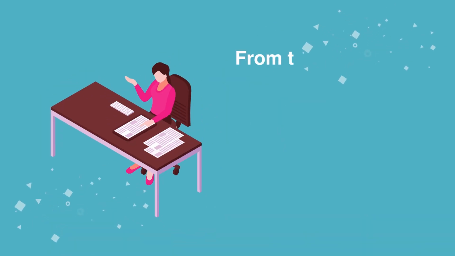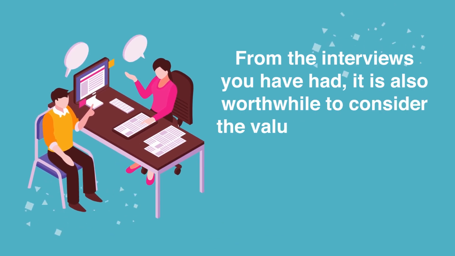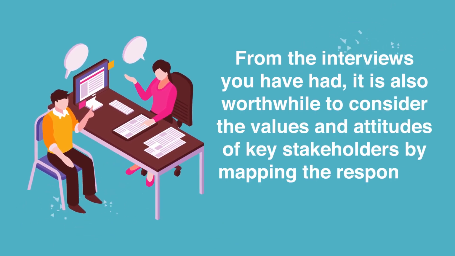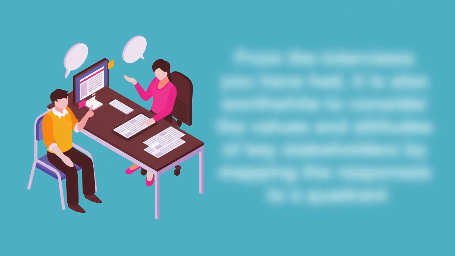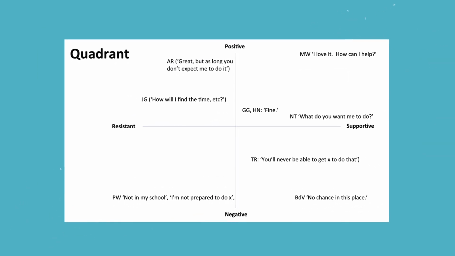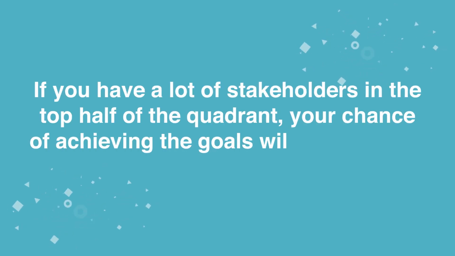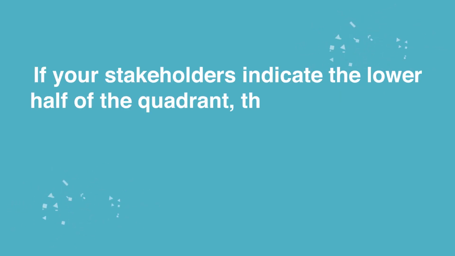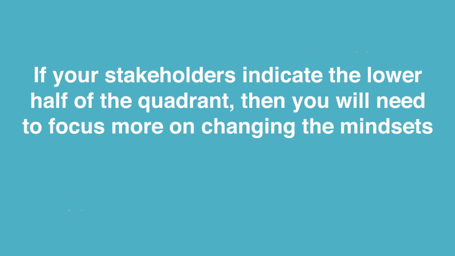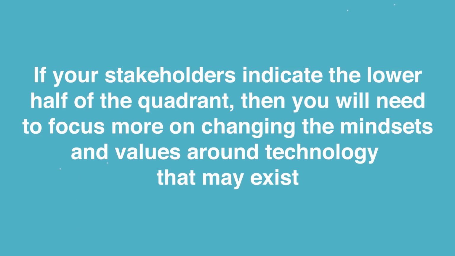From the interviews you have had, it is also worthwhile to consider the values and attitudes of key stakeholders by mapping the responses to a quadrant. Once you have been through this process, if you end up with a quadrant with lots of stakeholders in different parts, it will become evident why you need to get the full backing of leadership to articulate the goals and vision of the program you intend to follow. For instance, if you had a lot of stakeholders in the top half of the quadrant, your chance of achieving the goals will theoretically be a bit easier. If your stakeholders indicate the lower half of the quadrant, then you will need to focus more on changing the mindsets and values around technology that may exist.